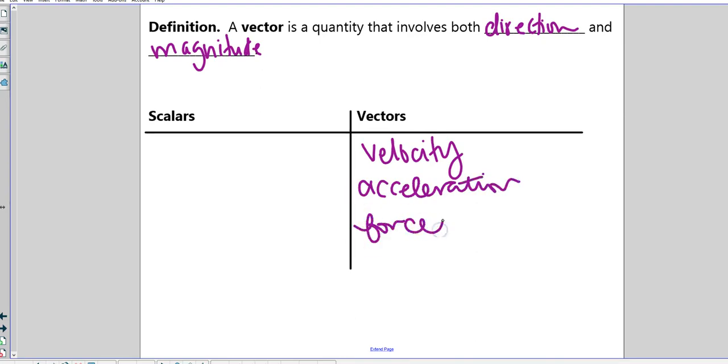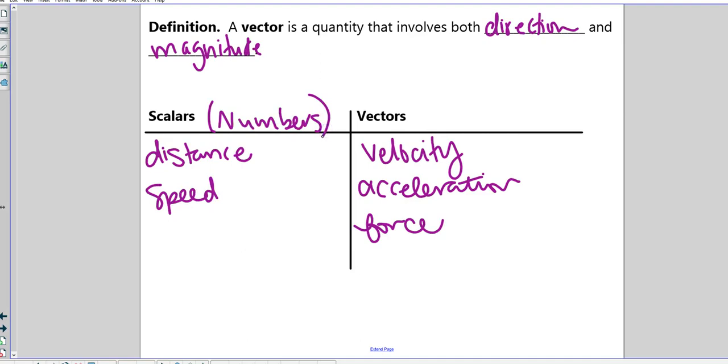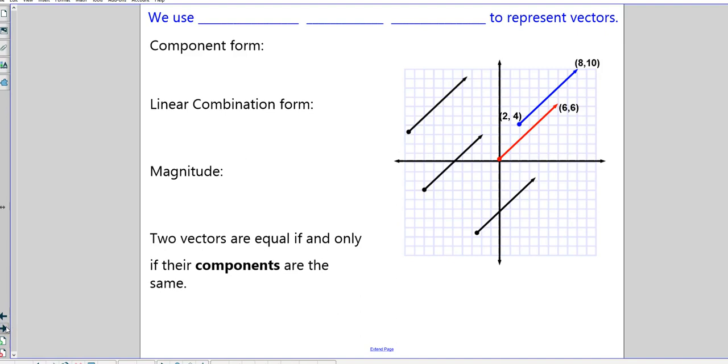Force. Okay. Some scalars would be distance, speed. So scalars are just numbers. They have no direction attached to them, okay? So we are going to be looking at vectors today. So just make sure you've got that definition in your notes. A vector is a quantity that involves both direction and magnitude, okay?